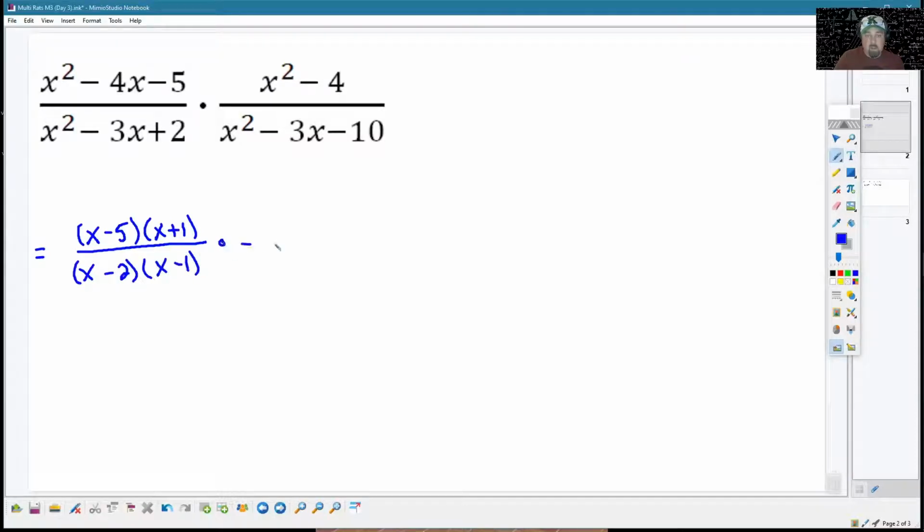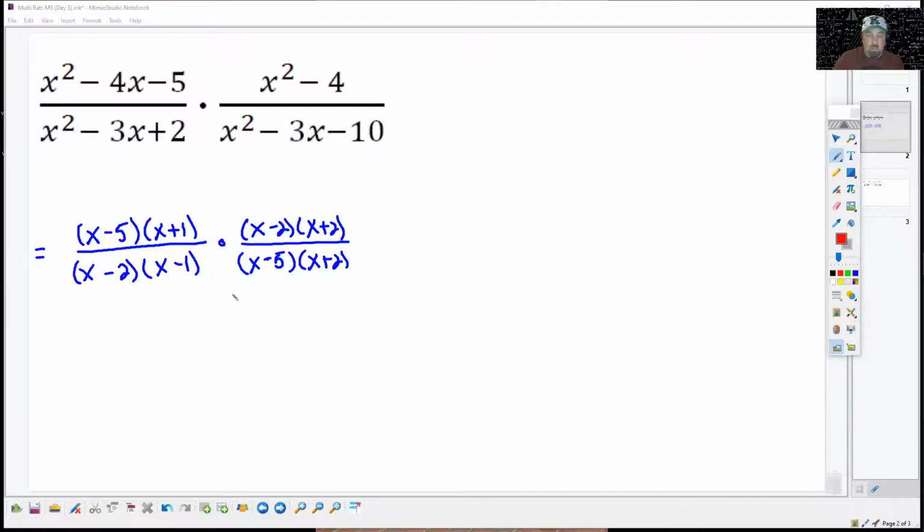Then we're going to multiply here. This is the difference of squares. So this is x minus 2, x plus 2. And down here we want the factors of 10 that subtract to give you -3. So that's x minus 5 and x plus 2. Now let's cancel anything that is the same in each one of these fractions.